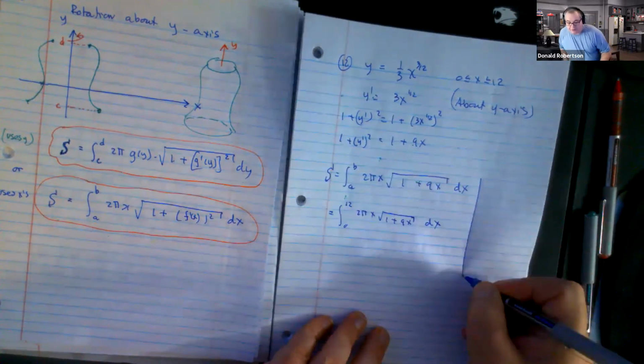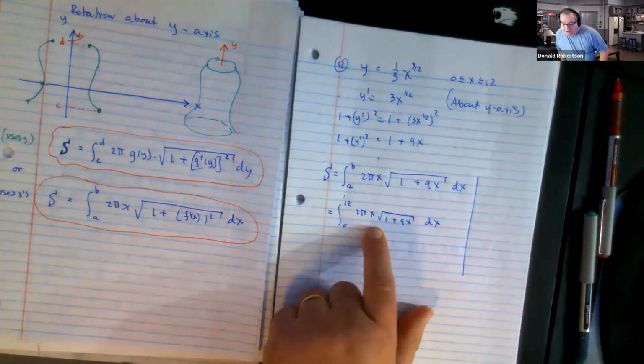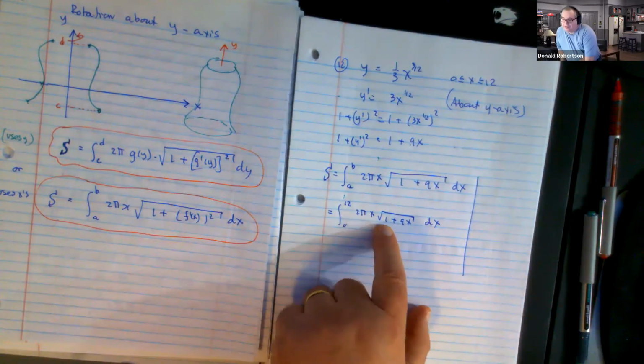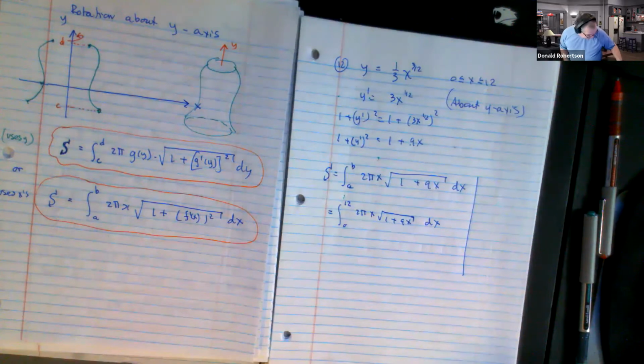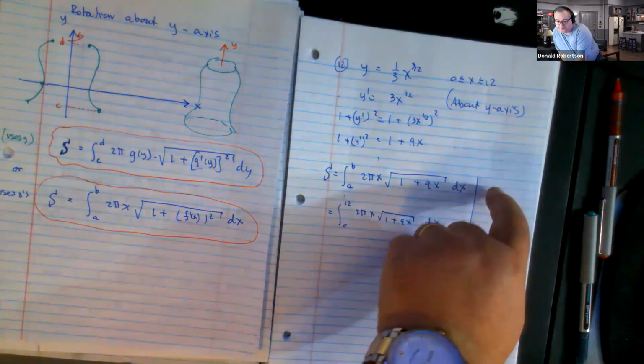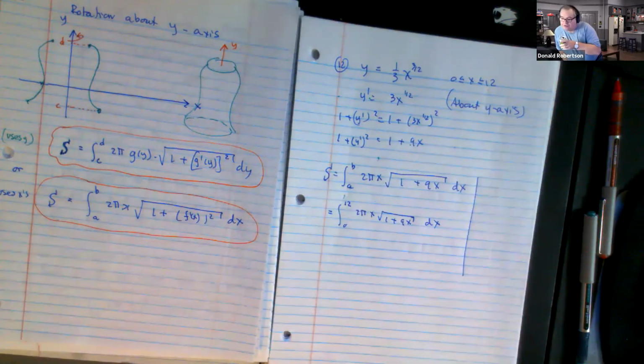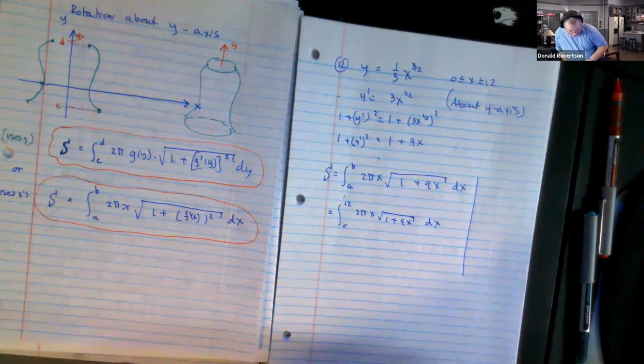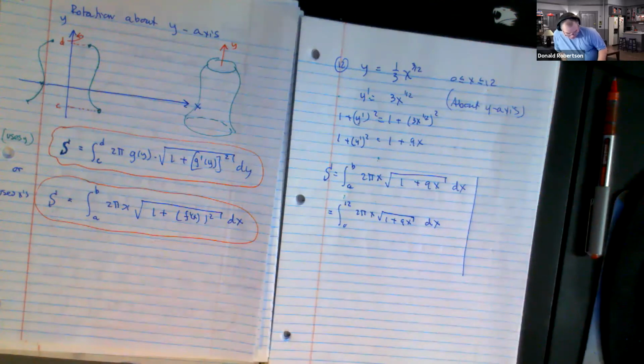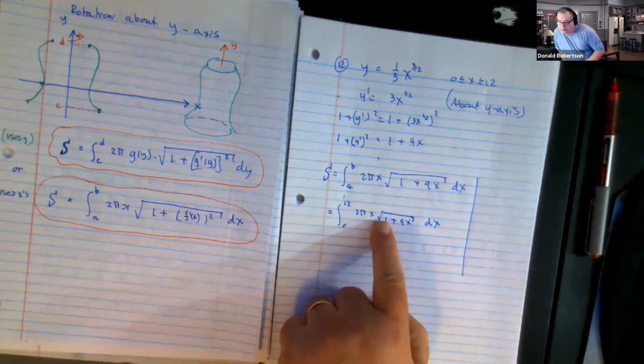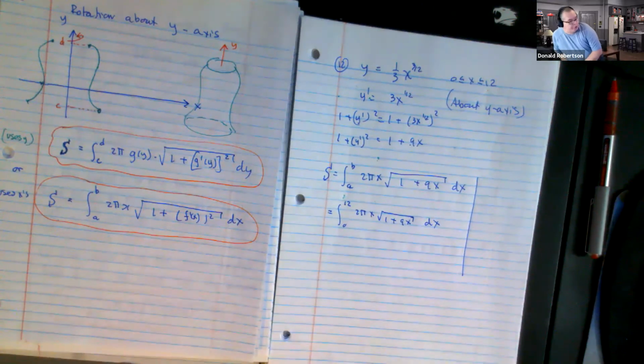And we have to integrate this: 2 pi x, the square root of 1 plus 9x. I'm even telling you it's a u sub. You tell me which u sub I should use. 2 pi x, the square root of 1 plus 9x. What u sub should I use?